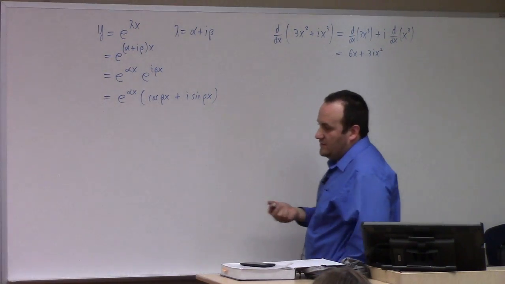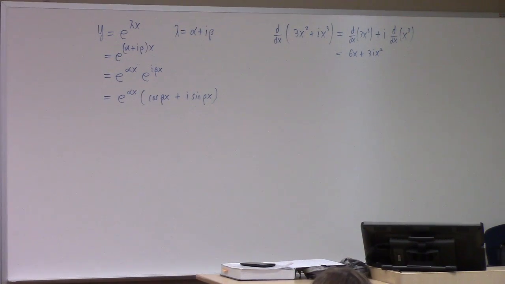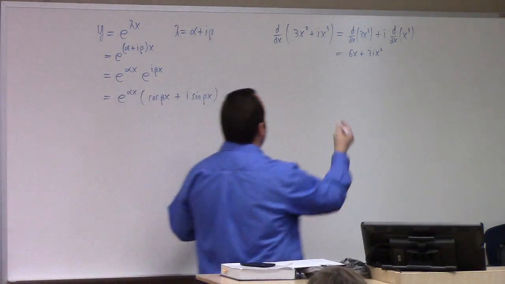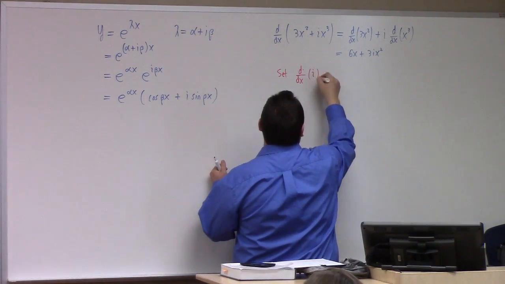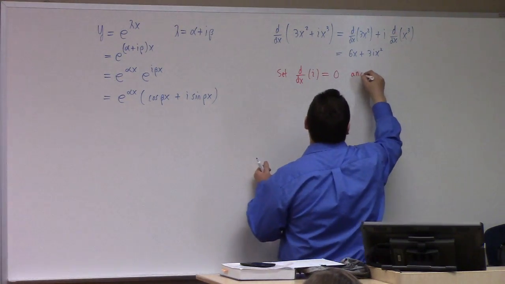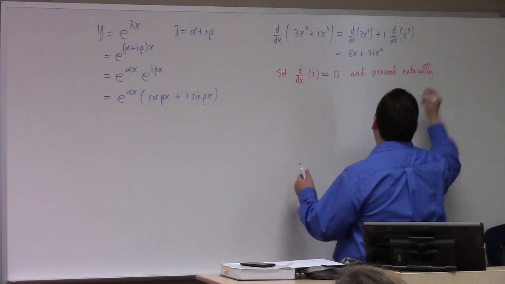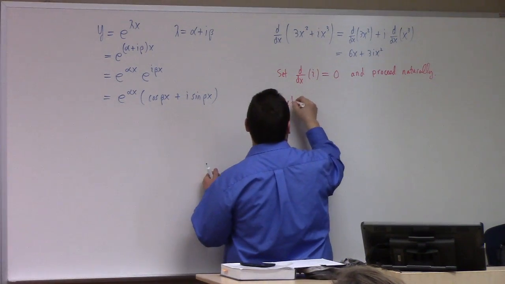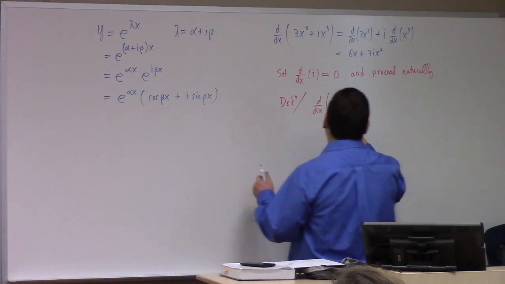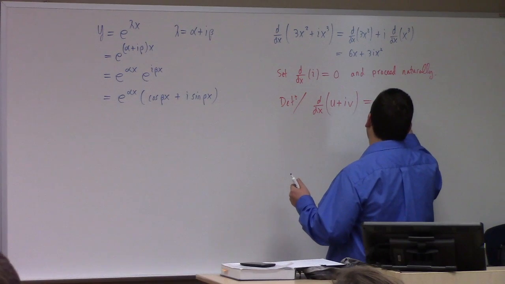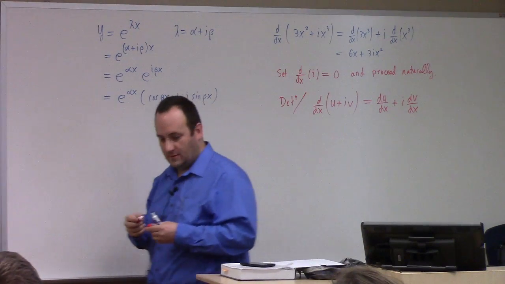I could summarize how you differentiate complex valued functions of a real variable very simply. Basically, we set d/dx of i equal to 0 and proceed naturally. If you want a formal definition, here it is. If I differentiate with respect to x, u plus iv, where u and v are functions of x, the definition is just du/dx plus i times dv/dx. This is how we differentiate complex valued functions of a real variable.